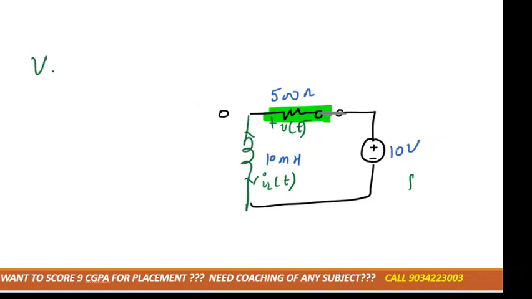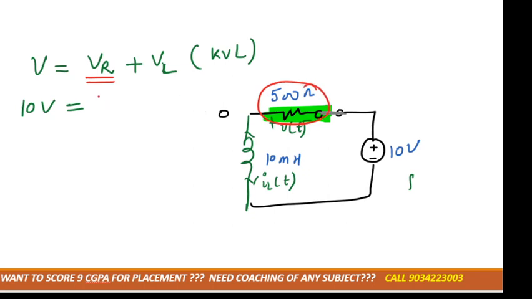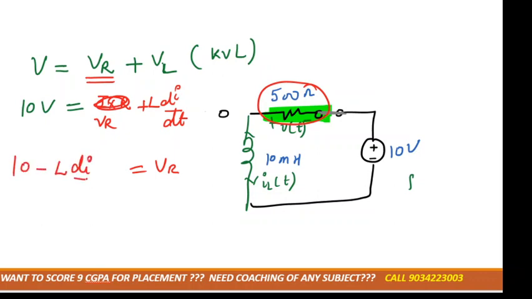So can we say the total voltage is how much? 10 volt. That would be the voltage drop across the resistor plus the voltage drop across the inductor, right? According to Kirchhoff's voltage law, VR is the voltage drop across the resistor, that is I multiplied by R. VL is how much? What is the formula for VL? L di by dt. So VR is equal to 10 minus L di by dt.